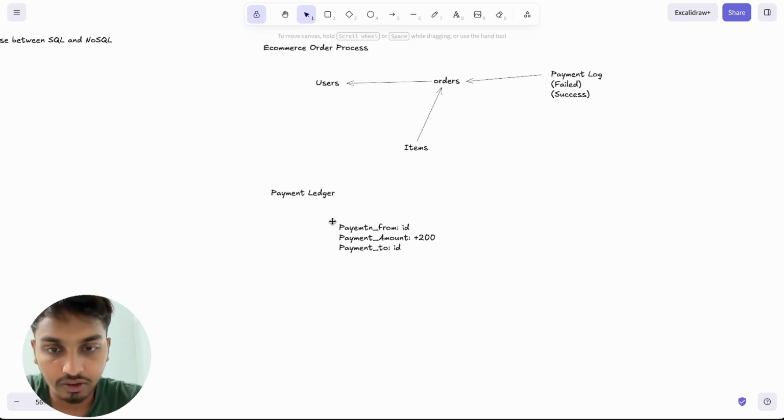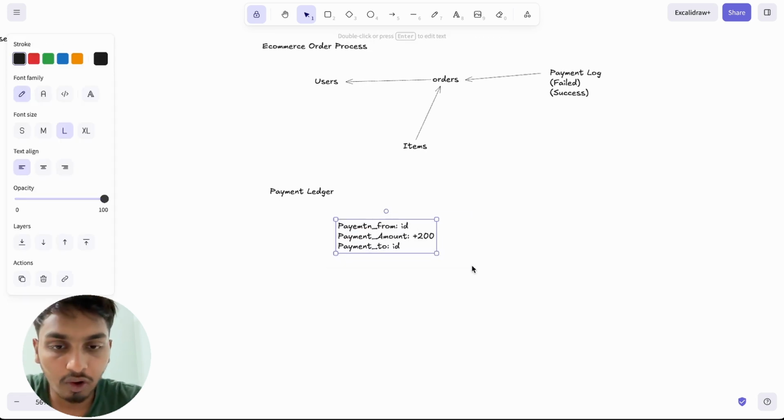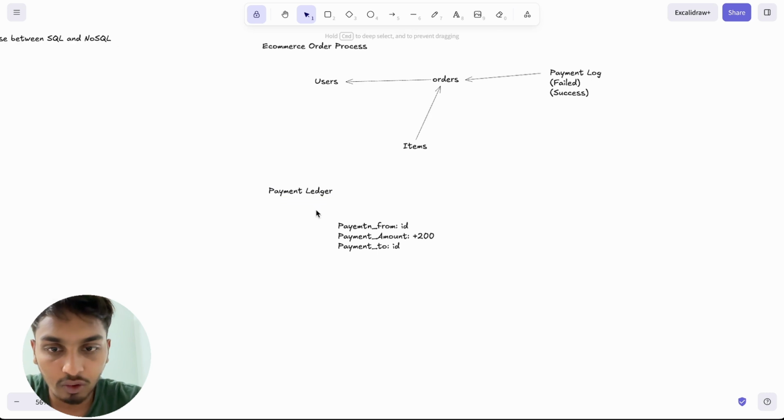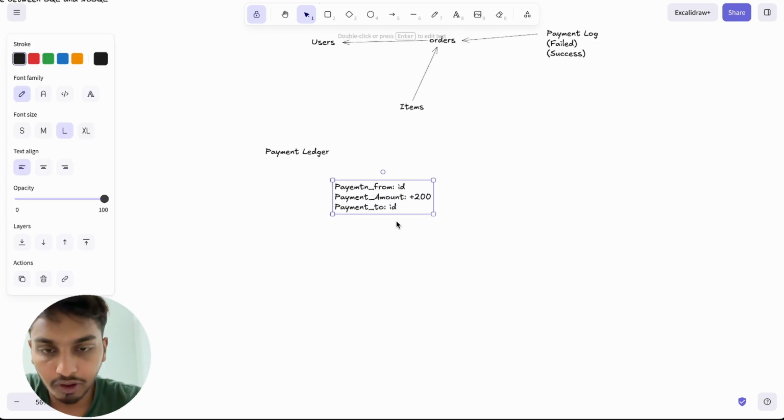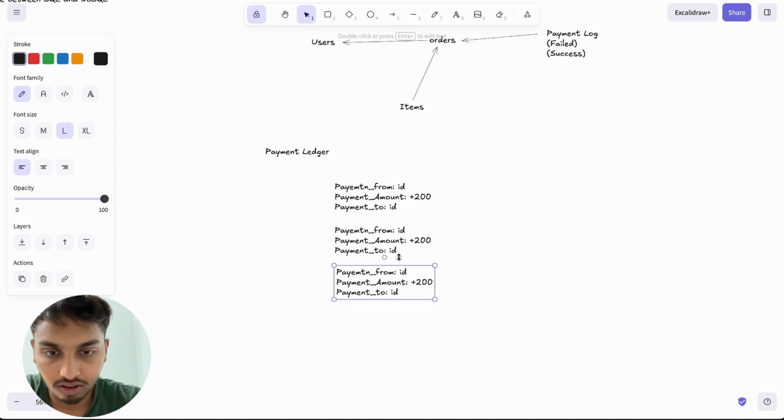So if you look carefully, there is not much relation. This whole thing can act as a document itself, and we could duplicate the payment from and payment to in each document.